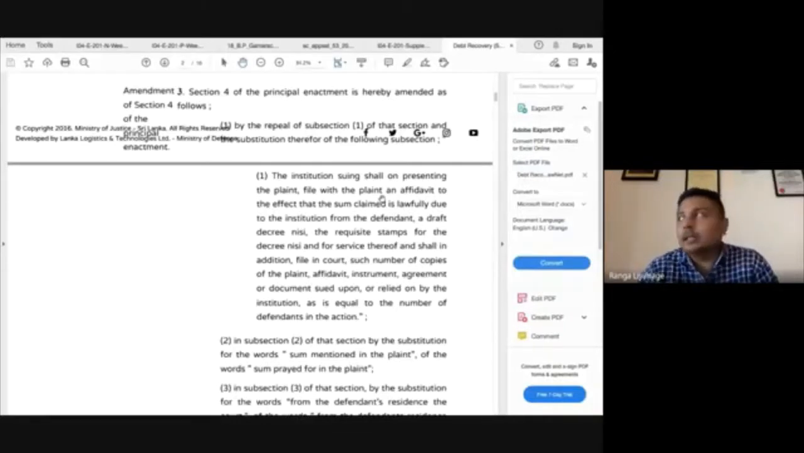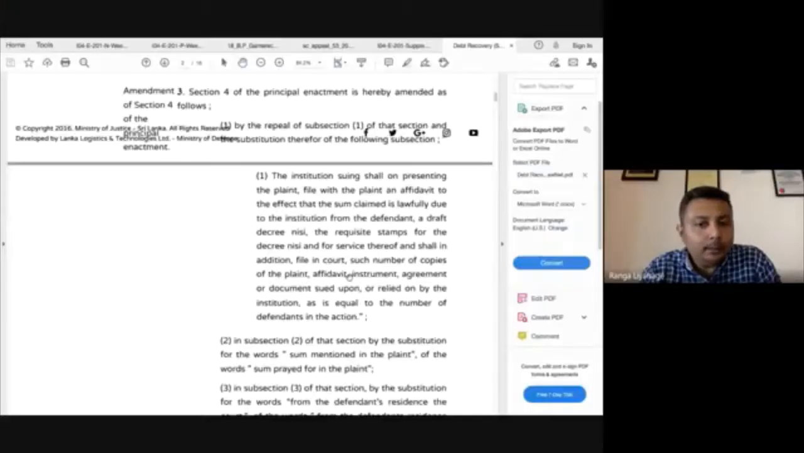Sued upon or relied on by the institution, equal to the number of defendants in the action. If there is one defendant, one set of those. If there are three defendants, three sets of those. If you don't have them, then your action is futile and will fail, right? It is not a valid action under the Recovery Act. Okay. If you don't understand anything, you can of course ask me.